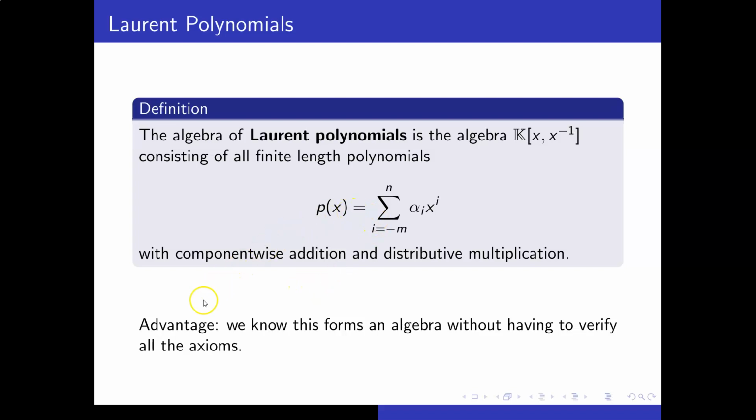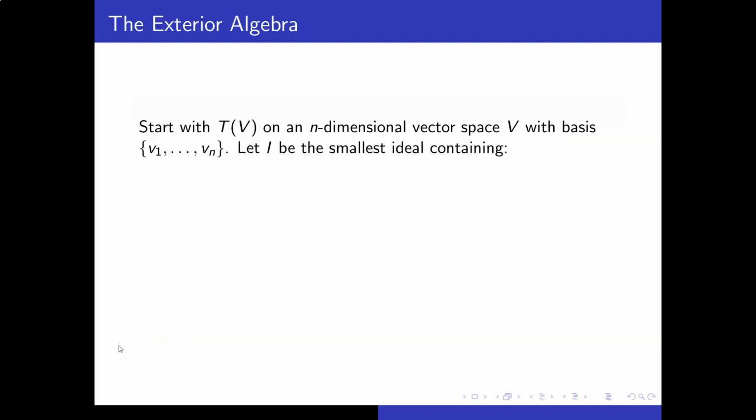Now, the advantage to doing this is that we've constructed a nice algebra and we don't have to verify any of the algebra axioms. They all come for free because we know it's a quotient of a tensor algebra. And really, we can do this with almost any algebra. It's just a matter of trying to figure out what vector space to start with, and then what ideals to use and what relations to put into the ideal. Okay, so that's a nice little example. But now we're going to look at something really important.